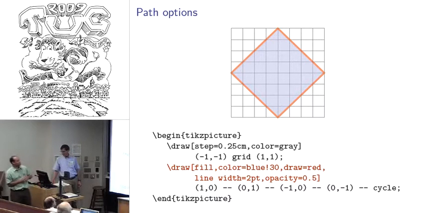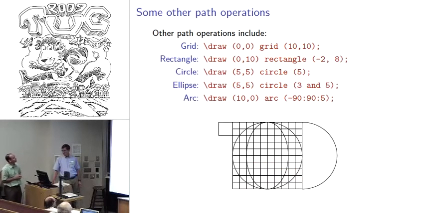In this case we're specifying the color as you would normally with xcolor. You can also specify the draw color, which is the pen itself. Line width, opacity, you have a variety of options that can be given to customize the look of your graphic. You just specify them as you would normally. There are many other operations that are available for drawing grids, rectangles, circles, ellipses, arcs, Bezier curves, and so on.